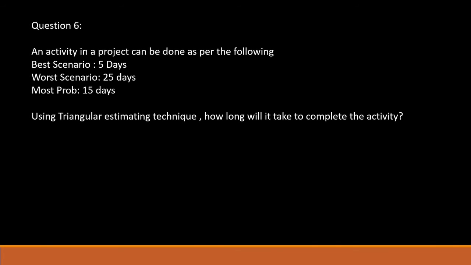Question number 6. An activity in a project can be done as per the following. We have a best case scenario of 5 days, worst case scenario of 25 days, and most probable scenario of 15 days. Using the triangular estimating technique, how long will it take to complete the activity? The options are 10 days, 15 days, 28 days, or 22 days. Pause and solve this question, reread it, and try to have the correct answer.